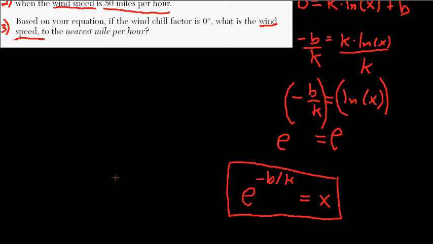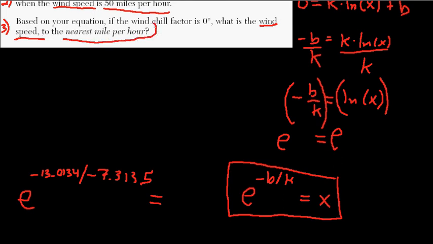Right? So this just means e to the negative 13.0134 divided by, and then k is negative 7.3135. And that's the answer. That's equal to x. And again, they want it to the nearest mile per hour, right? They want this to the nearest mile per hour.